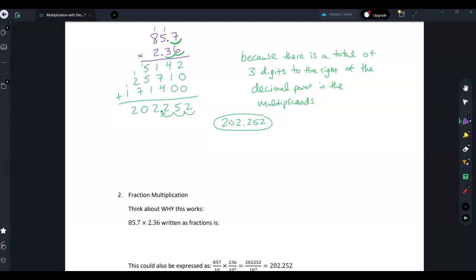So in terms of why that works, why I would just add up the total number of digits and that would be how many would be in my answer, we can show that using another method. And this is technically a method we should already know how to do because we've already gone through fraction multiplication.